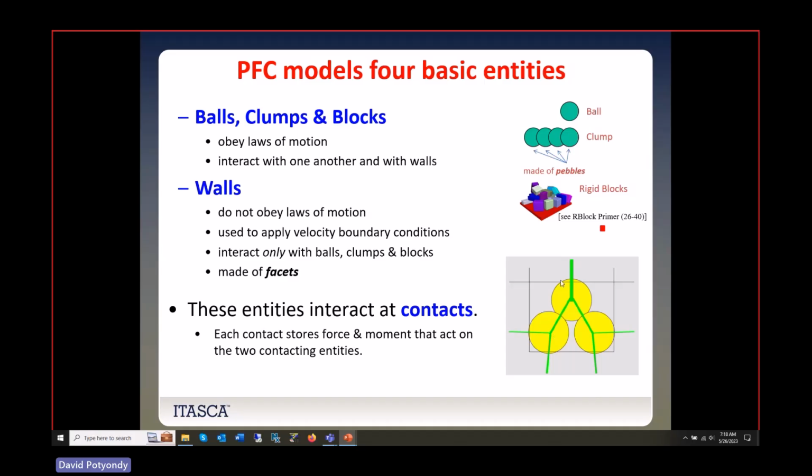These discs have been pressed down into a box. And the only other thing in PFC are walls, which are surfaces, right? And surfaces have a velocity. That's what you're doing. You're defining the shape of the surface, and you're telling it where to move and when to move.